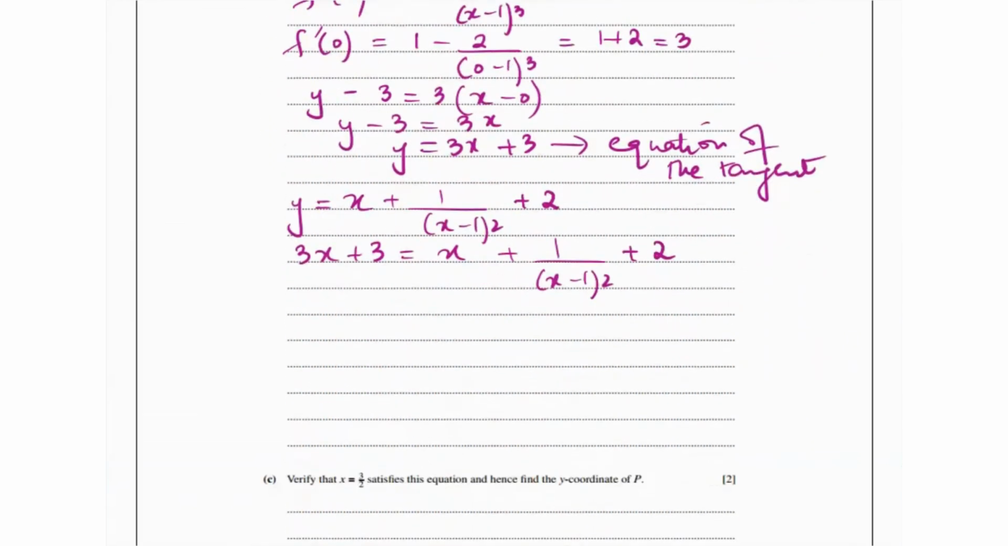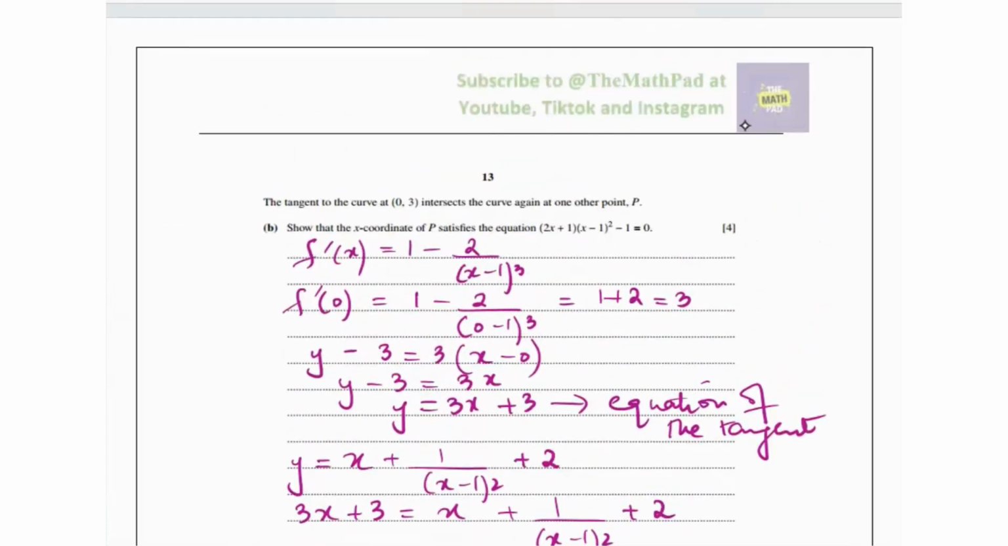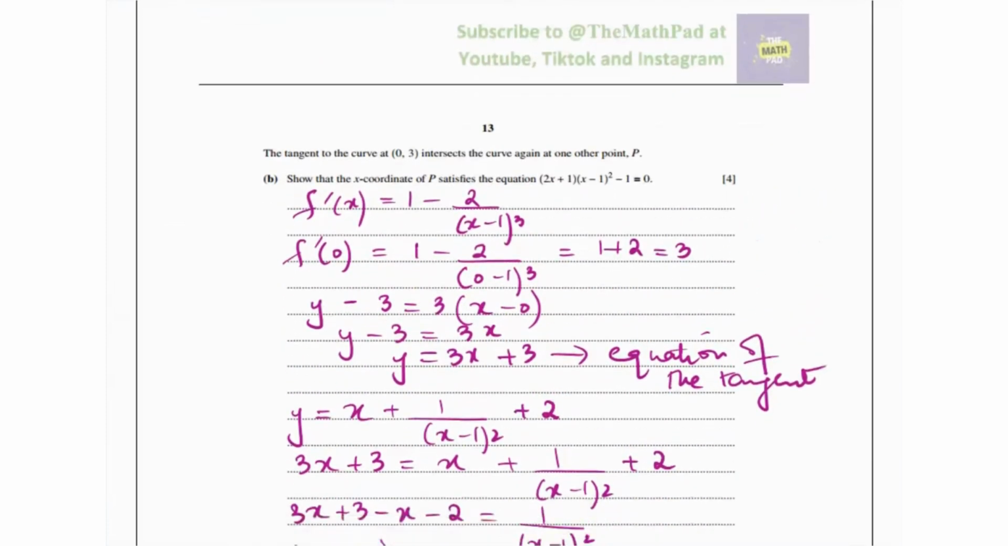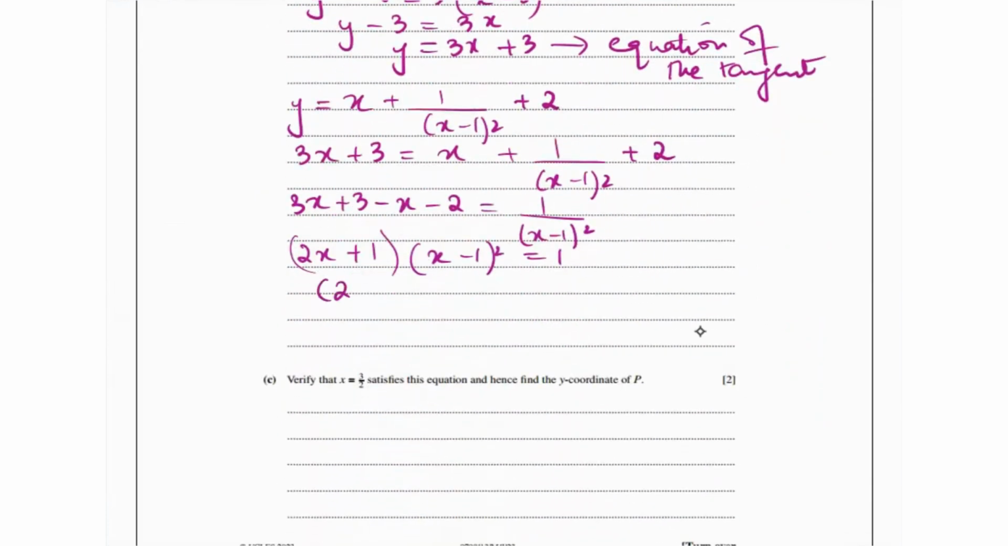Bring 3x to the other side. Two x plus 1. Cross multiply. (2x plus 1)(x minus 1) whole squared minus 1. So when you bring the 1 to the other side, it's exactly the same as the equation given in the question. So that's how we prove it.